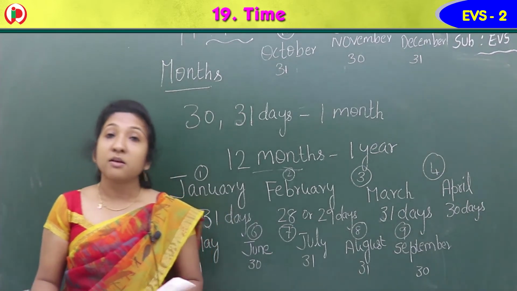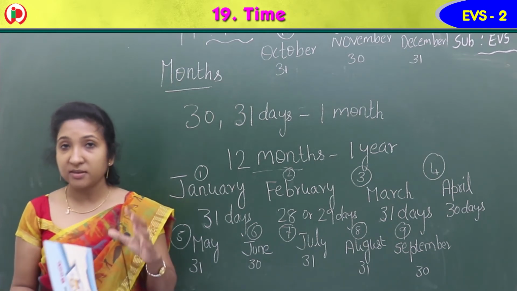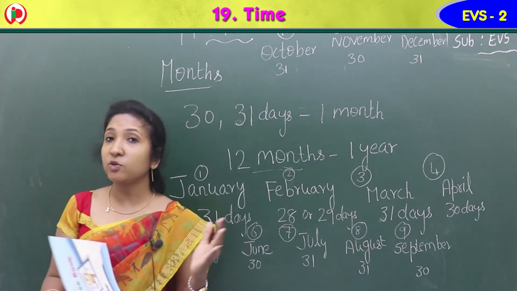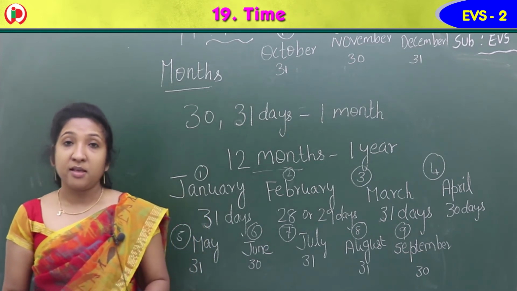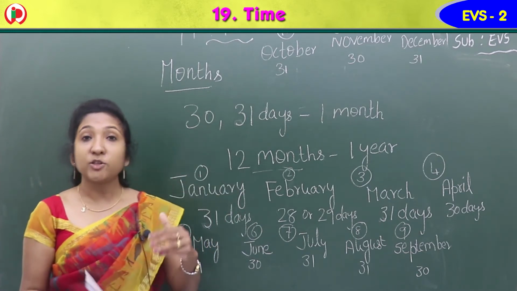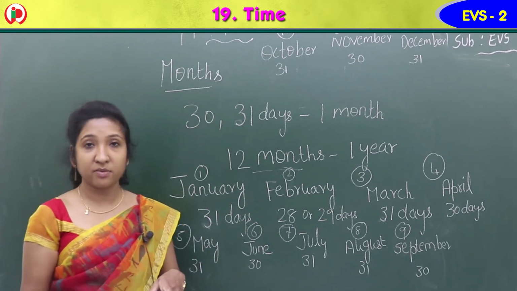Yes. Then comes weeks, isn't it? So there are 7 days in a week that we learned. Sunday, Monday, Tuesday, Wednesday, Thursday, Friday, Saturday, 7 days in 1 week. Then months. There are 12 months in a year. 1 year means 12 months.